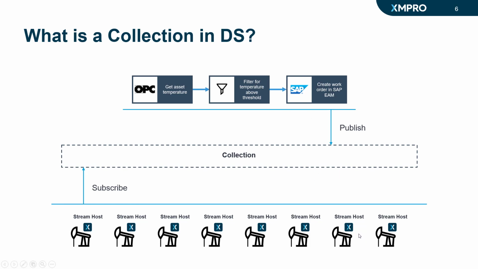This also helps for stream hosts which have intermittent connectivity, or stream hosts which may come in later. For example, you may install a new oil pump. In this case, it will just subscribe to the same collection and will be up and running in no time. So that is why we have collections in the DataStream Designer.